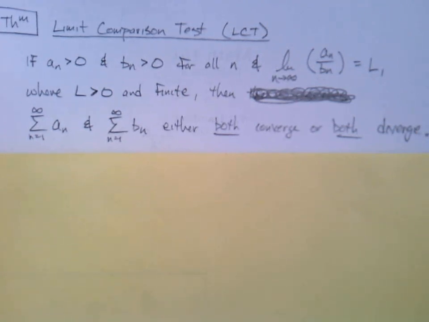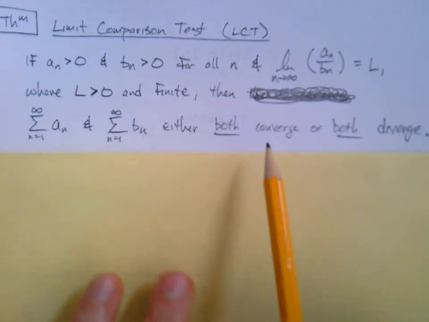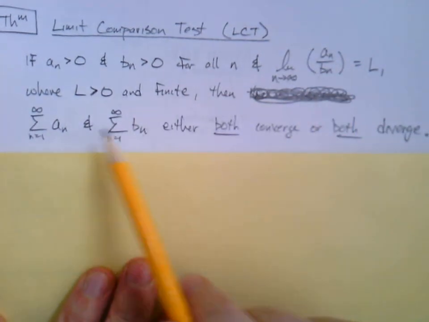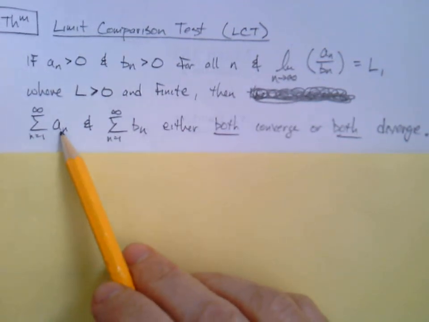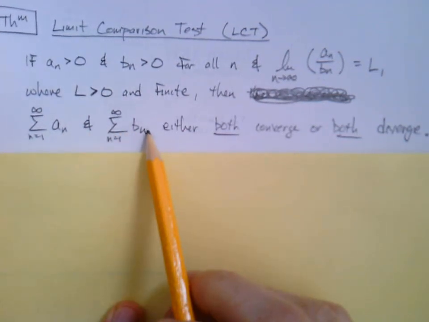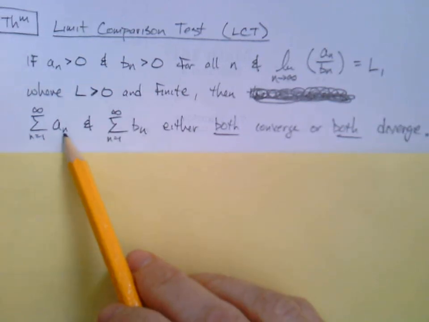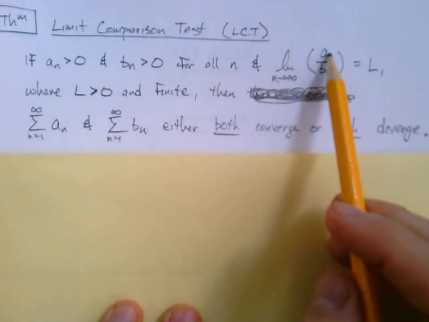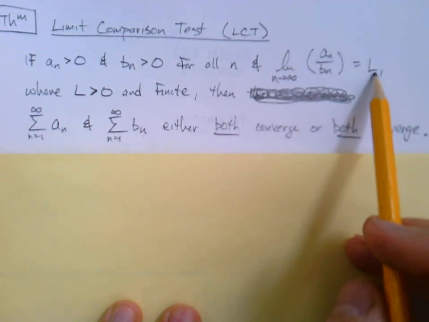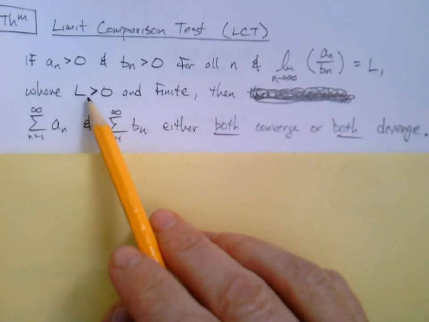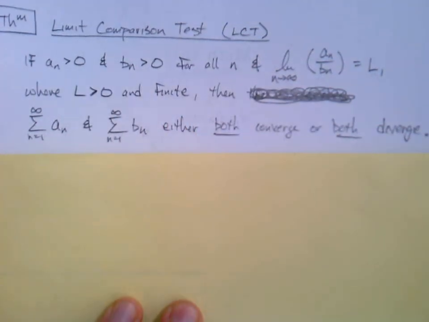Just a really quick explanation of why. Obviously we're not going to prove this test, but just think to yourself, what if they weren't the same? So what if a diverged, but b converged? That diverges, that converges. Then when you take this limit, if that's diverging and that's converging, your answer is going to go to infinity. And we're saying, okay, just be sure that doesn't happen.